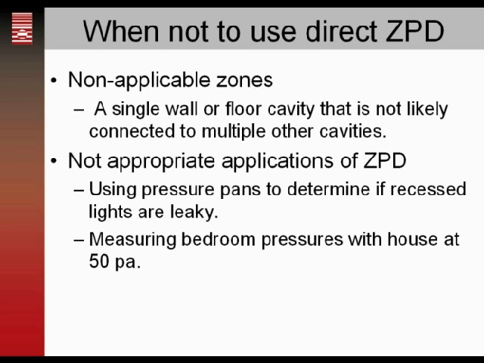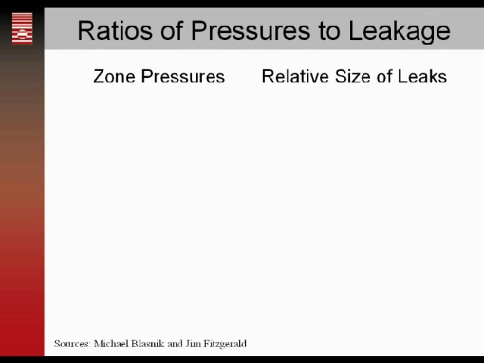Non-applicable zones, or zones not appropriate for using zone pressure diagnostics: if we have a single wall or floor cavity that's not likely connected to multiple other cavities, it doesn't make much sense to take direct zone measurements in those locations. And some applications that aren't appropriate uses of zone pressure diagnostics are using pressure pans to determine if recessed lights are leaky, or measuring bedroom pressures with the house at 50. After we go through a little further explanation of interpreting these numbers, we'll come back and talk about these two or three issues later.